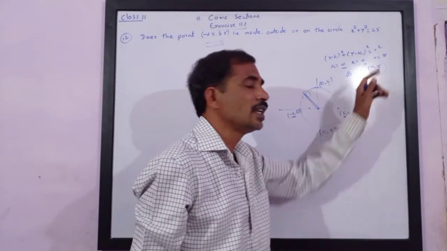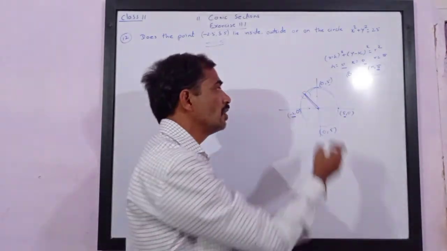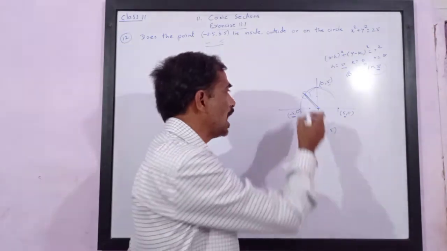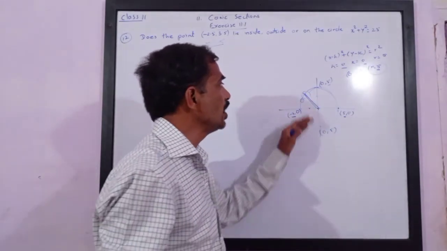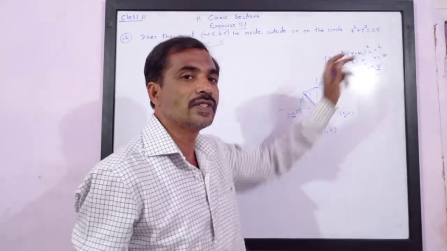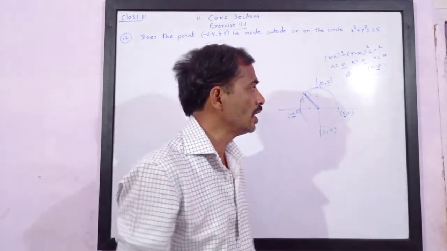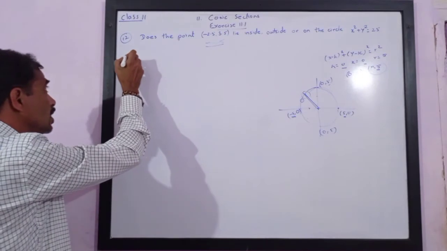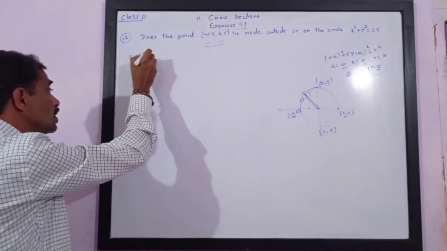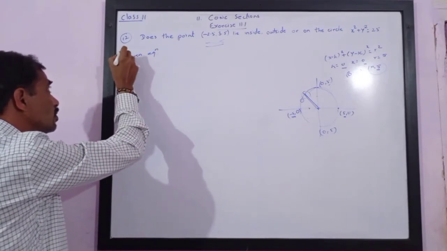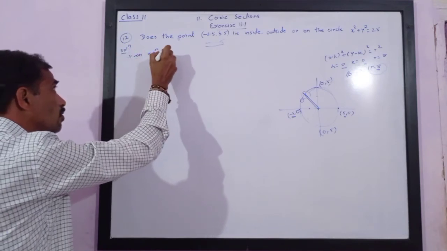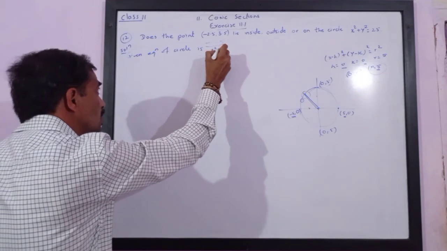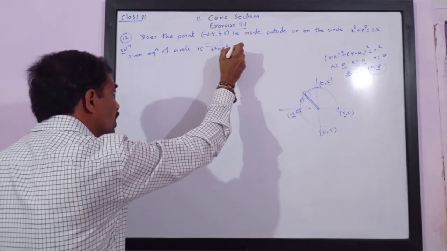is less than 5, that is less than the radius, then it will lie inside the circle. If it is equal to the radius, then it will lie on the circle, and if it is more than the radius of the circle, then it will lie outside the circle. Now from this we understand that the given equation of the circle is x square plus y square equal to 25.